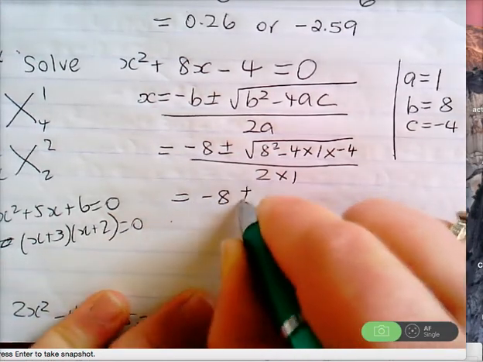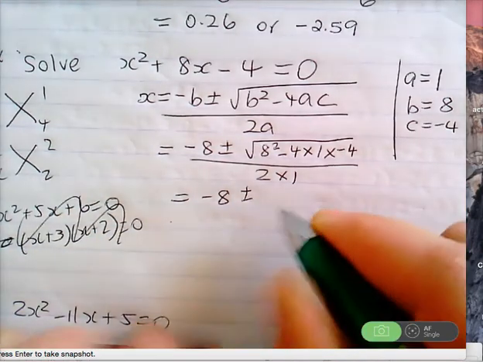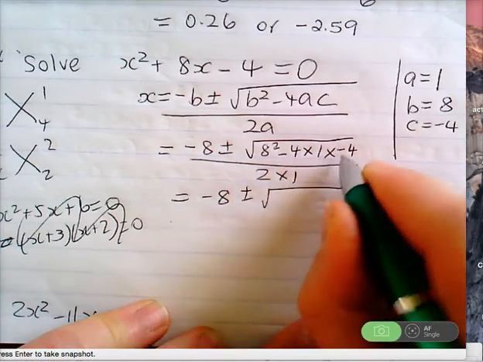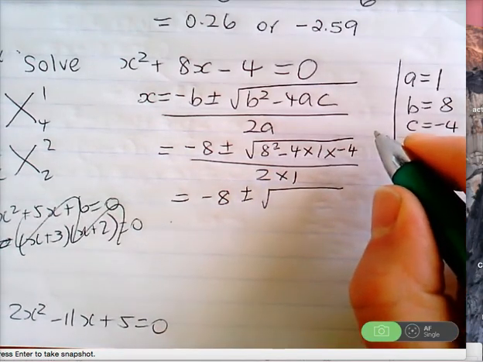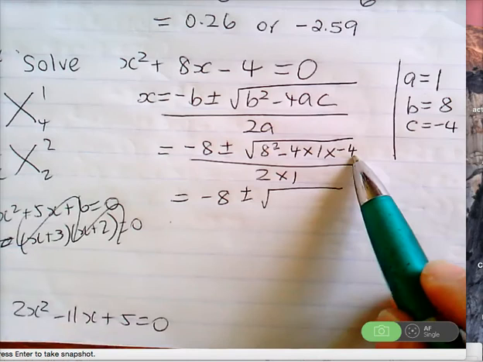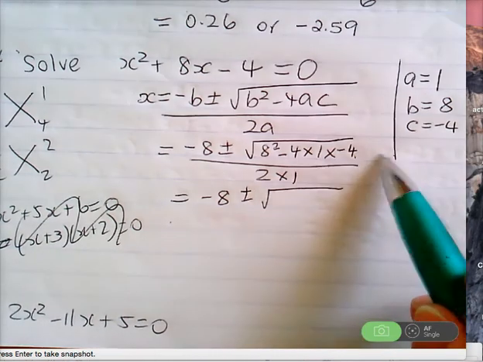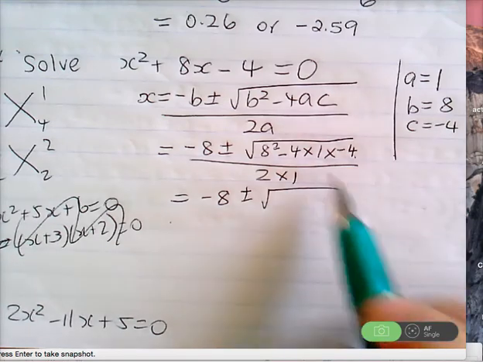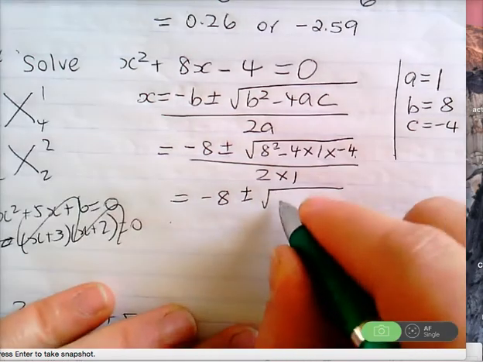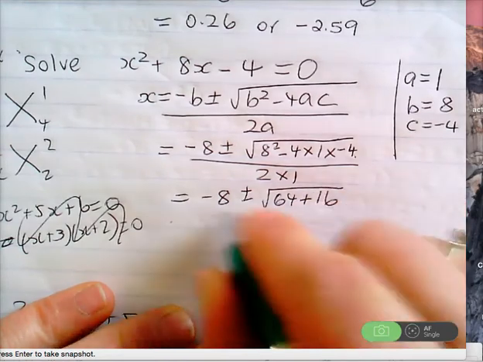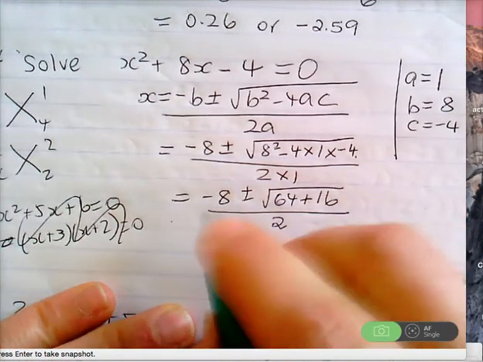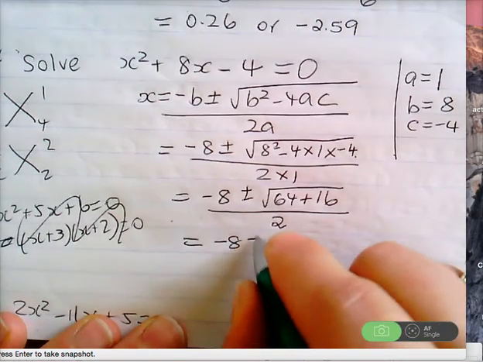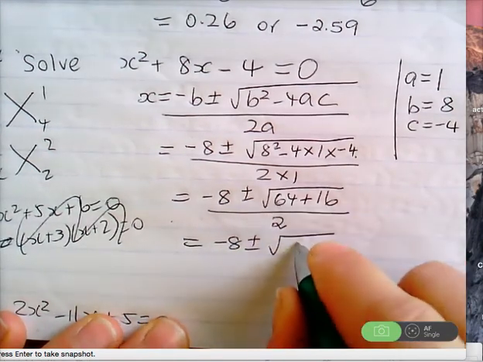So what's that? 64 plus 16. Yeah, 64 plus 16. Be careful, you've got minus 4 times another negative. If you see minus, minus there twice, it's plus. If you see it 3 times, it's a minus. A minus times a minus times a minus is a minus. A minus times a minus is a plus. So negative 8 plus or minus the square root of, what's that? 80 over 2.